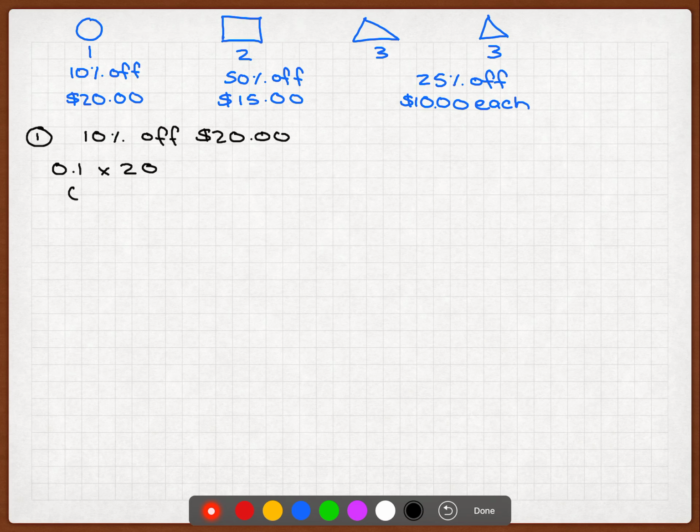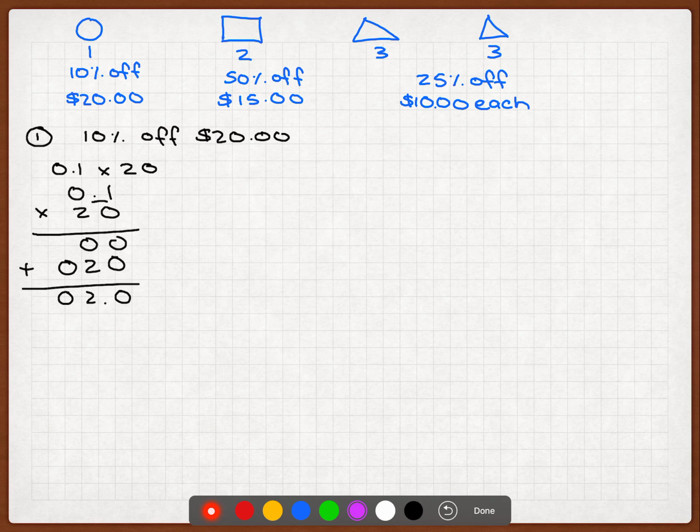So we go 0 times 1, 0. 0 times 0 is 0. 2 times 1 is 2. 2 times 0 is 0. We add those together. One decimal place in the question, 1 decimal place in the answer. We have now found our discount. So we're going to subtract from our original price of $20, take $2, using your subtraction, we can find that it is $18. So the new price of the first item is $18.